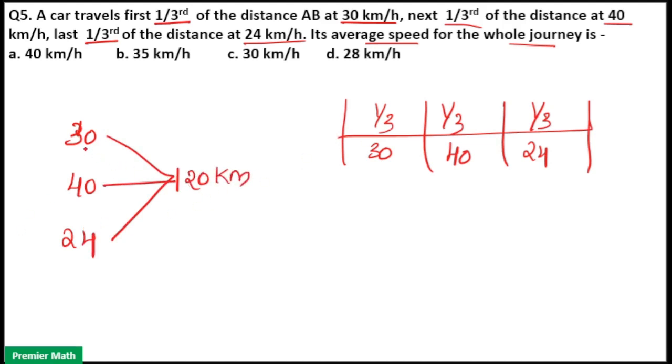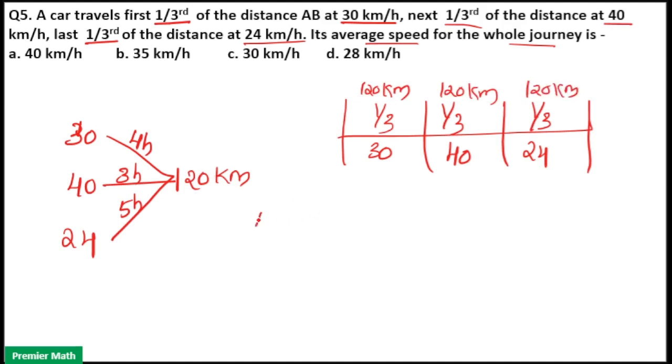So 120 km at a speed of 30 means 4 hours, 120 by 30. 120 by 40 is 3 hours. 120 by 24 is 5 hours. That means total time is 4 plus 3 plus 5, which is equal to 12 hours. And total distance is 120 km, this is 120 km, and this is also 120 km.